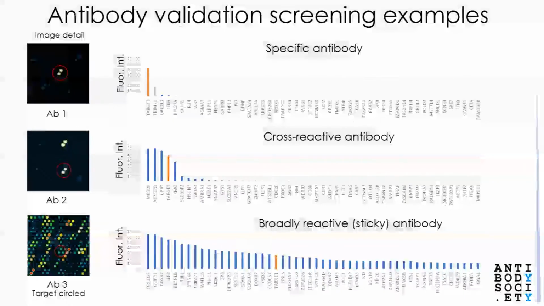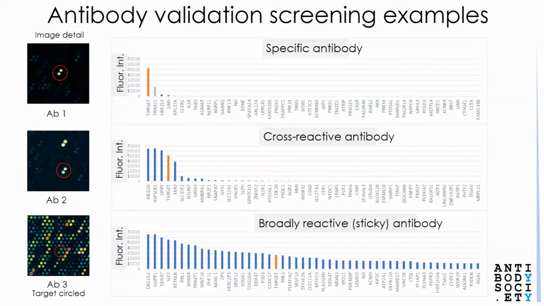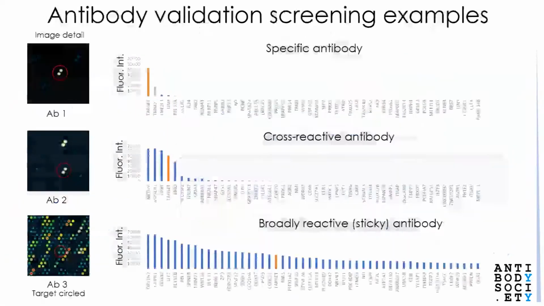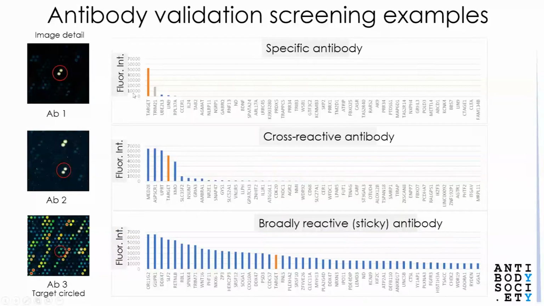Once the fluorescence intensity results have been acquired with all the correct parameters, the proteins recognized, or the hits, can be identified and the specificity of the antibody evaluated. Here are three quasi-real-life examples with the fluorescence intensity on the y-axis, and the proteins identified on the x. The scanned image around the protein of interest is shown on the left.